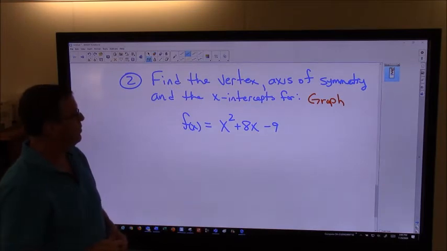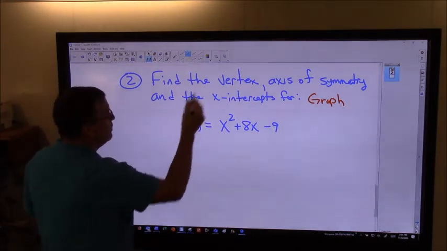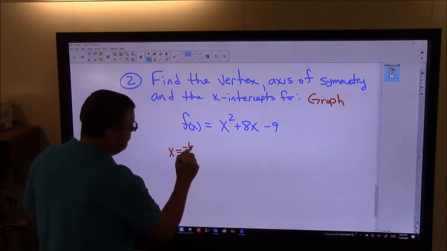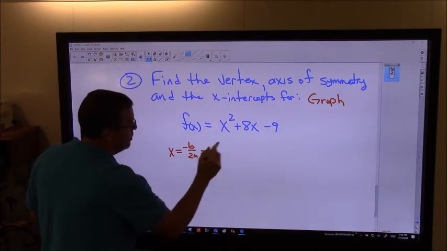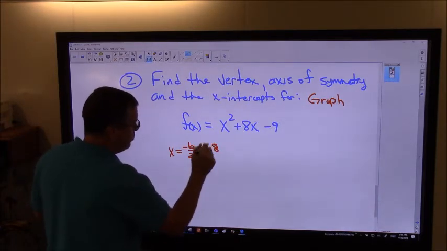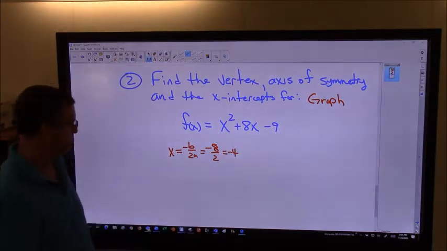All right, so I'm going to start with where's the vertex, because that's what's easiest, it's what they asked for. So I know the vertex is at x equals negative b over 2a, which is going to be a negative 8 over 2 times 1. That's going to be a negative 4. That's where my vertex is.